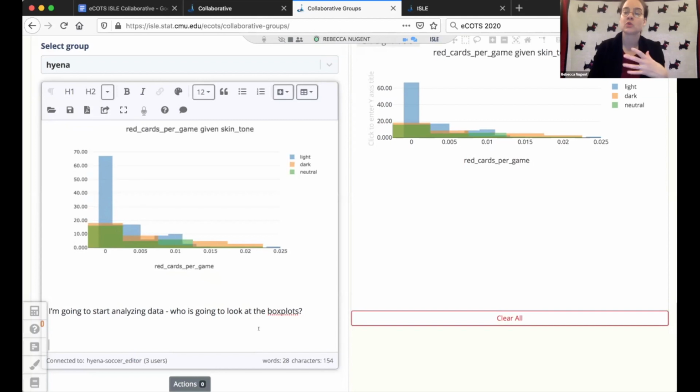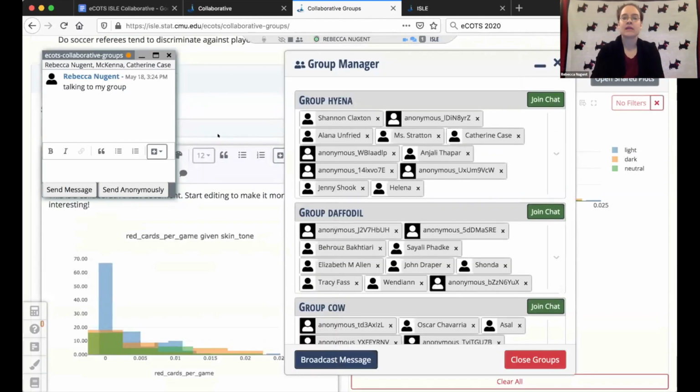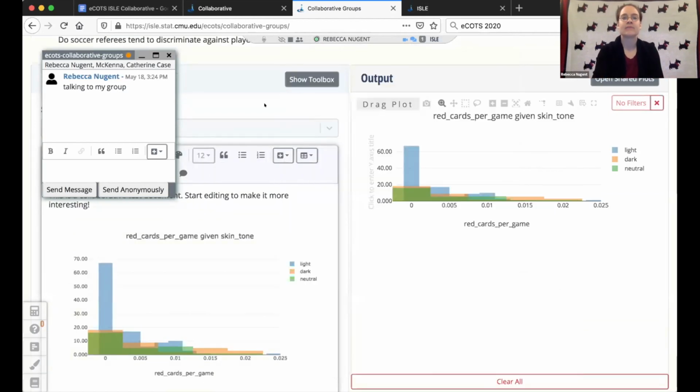So what you'll see the students do, and we've watched this, is they all start talking to each other. I can turn on a text chat up here, and I can start talking to my group, and I can start asking them questions. I can start saying, hey, who's going to take care of this? I don't really understand that regression, et cetera, et cetera. And so what we can see is we start understanding the behavior of people, right? The behavior of how they interact?